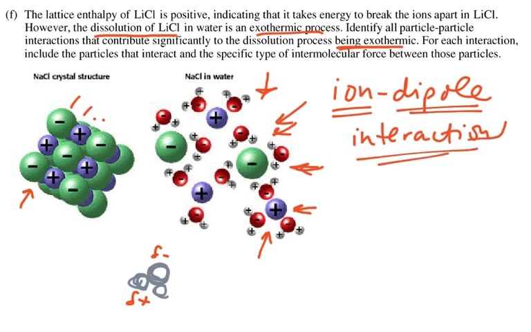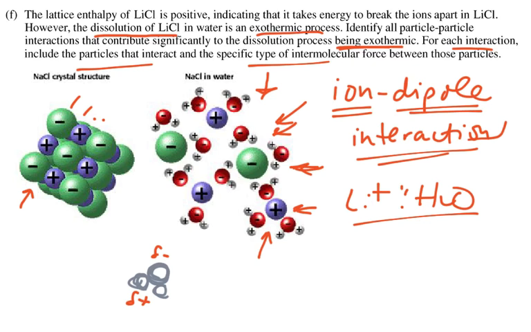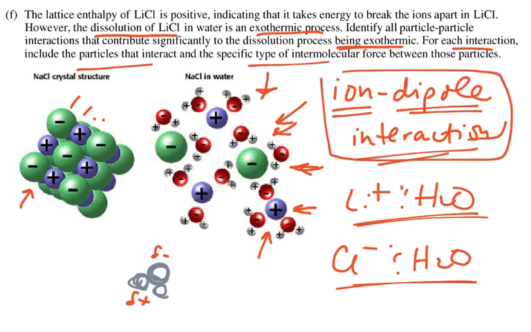And the question says, for each interaction, include the particles that interact and the specific type of intermolecular forces. So we just did the second part, the ion-dipole interaction. And the other part we want to do is who is involved? The lithium ion and water, that's one group. And the chloride ion and water. Those are the particles that are involved, and this is the name of the interaction, ion-dipole interaction. And we don't care about other interactions because they're all ones that take energy in. These are the ones that lead it to being exothermic. And that is the question.